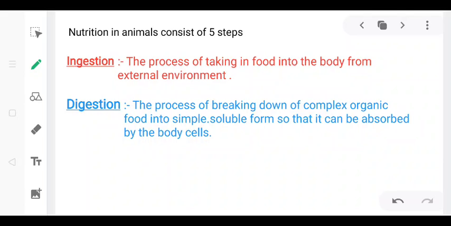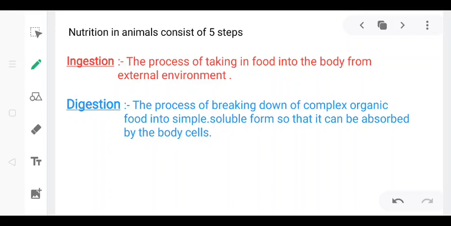For example, in the case of human beings, we use our hand to take the food inside our mouth. So that is called ingestion. In the case of an elephant, it uses its trunk to break branches and takes them into its mouth. So the process of taking in food into the body is known as ingestion.